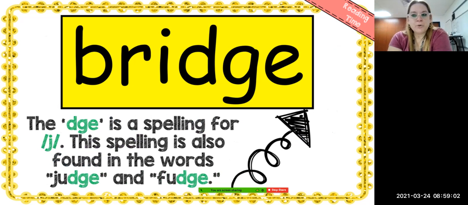So we have two tricky spelling words. The first one is the word bridge. Bridge. Okay. And the reason why this is tricky is because the DGE at the end of the word sounds like a J, just like a J sound. It's also the way that you spell the words judge and fudge.